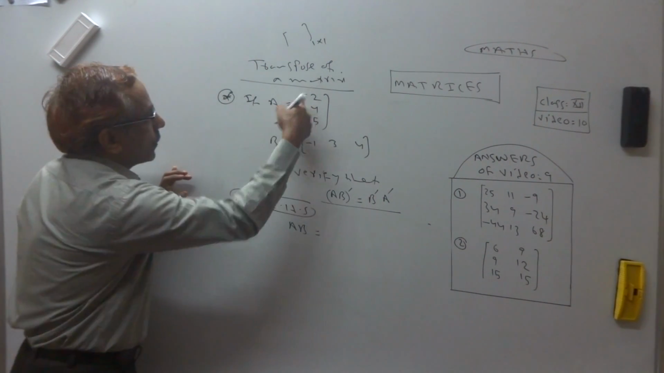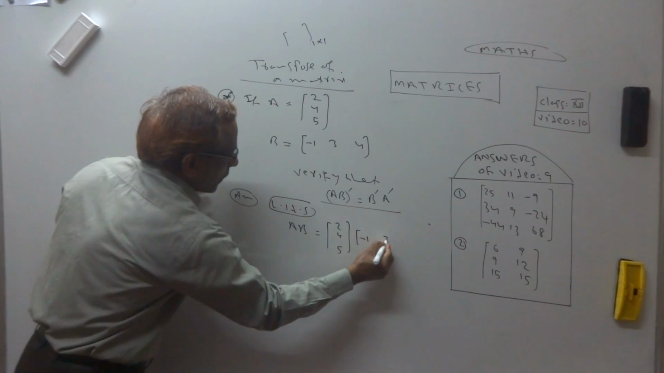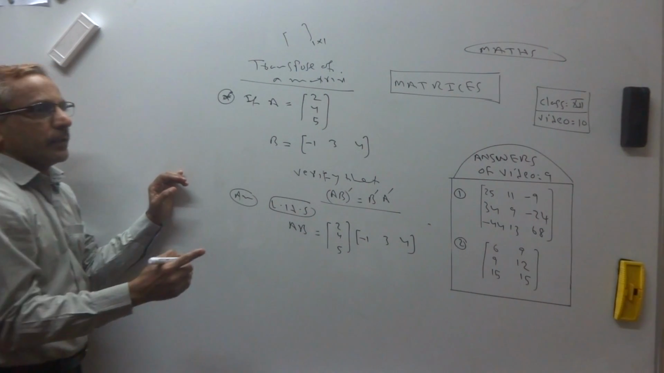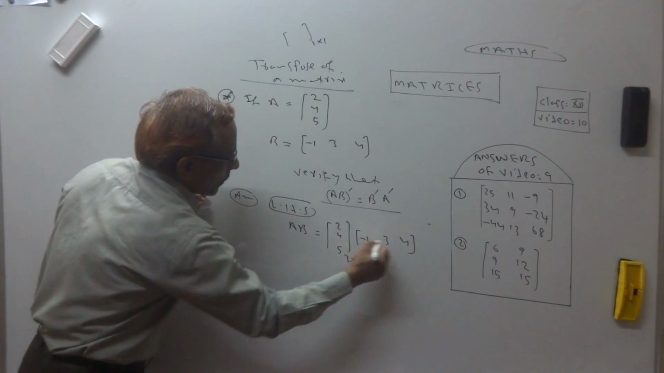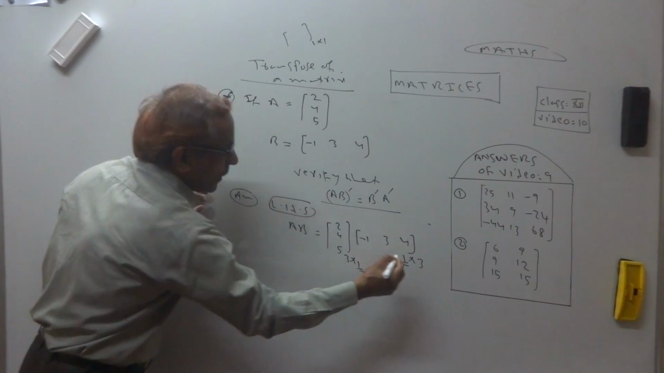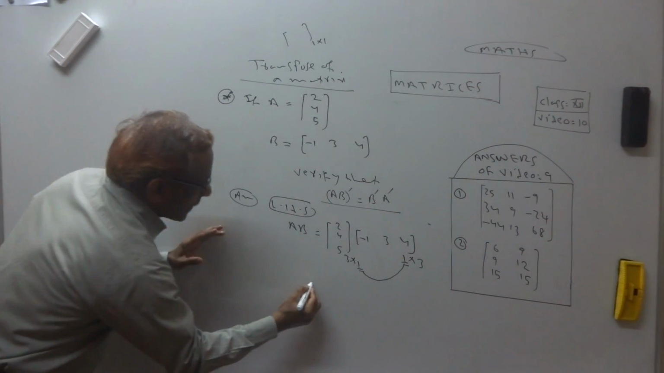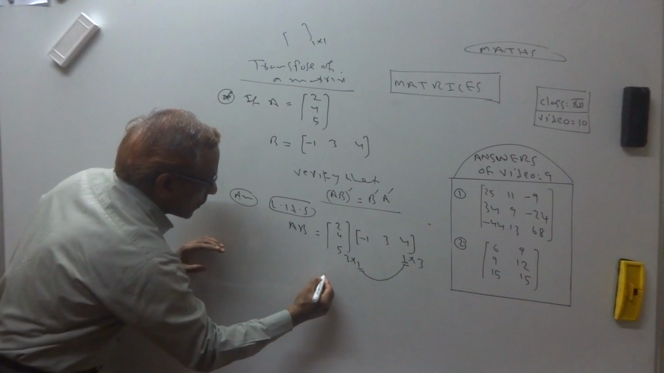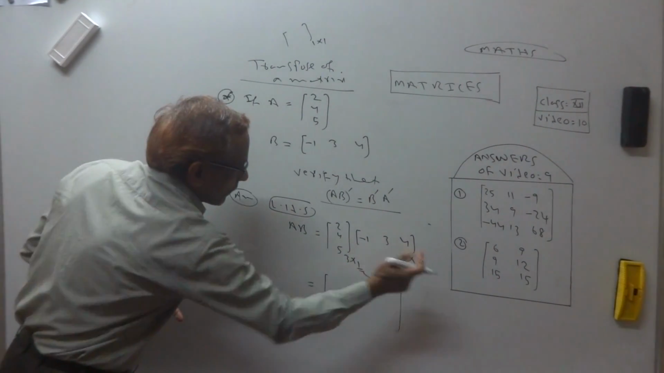AB. What is A? 2 4 5. B 1 3 4. Yes. See the order first. 3 rows, 1 column. Right? Here 1 row, 3 columns. Last number, first number is same. You can multiply them. The result is what? 3 by 3. So you see the size. 3 by 3 I should get. So take the bigger size. Because we need 3 by 3.